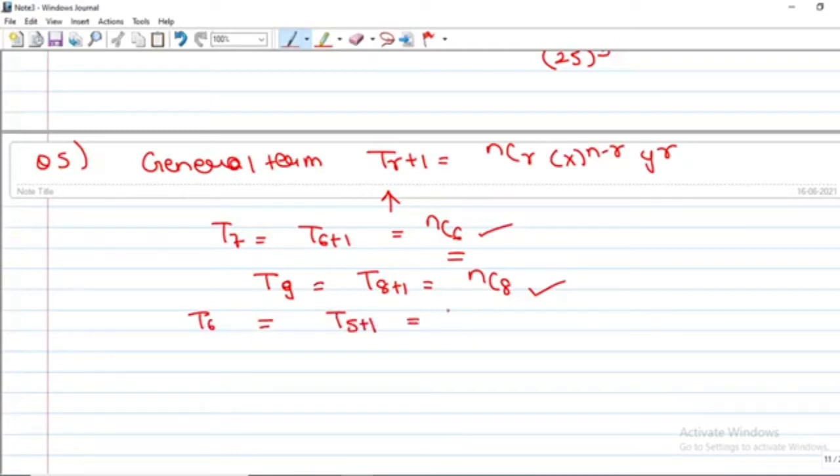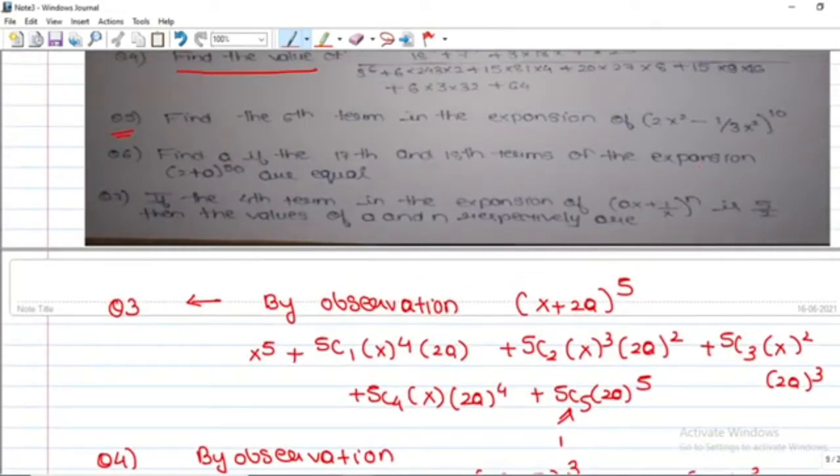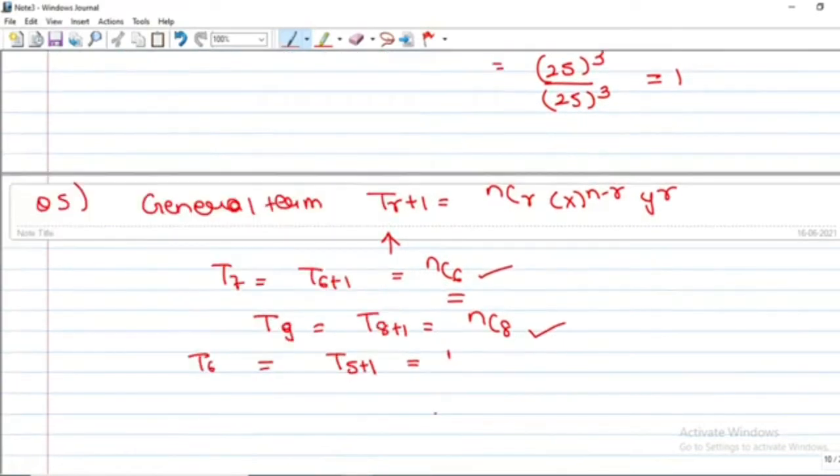So my n should be the power, which is 10. So 10C5 into x, and if you observe, our x is nothing but 2x square, the whole power 10 minus 5, into y, which is minus 1 by 3x square. Don't forget to take the minus sign, the whole power 5.